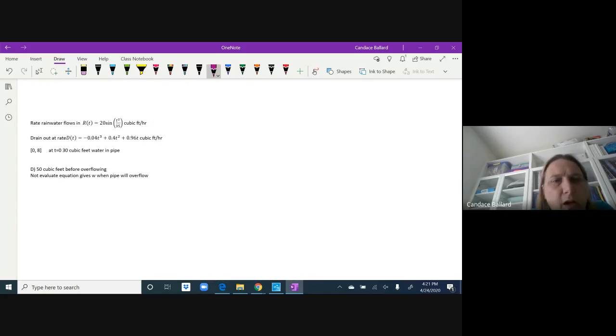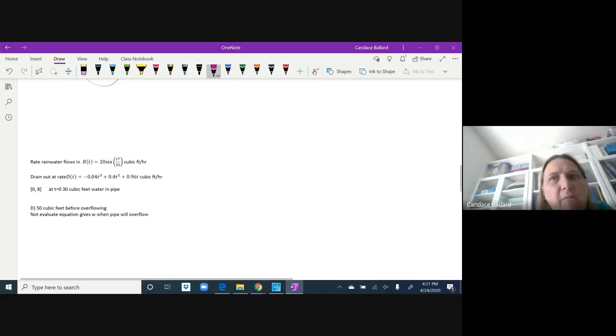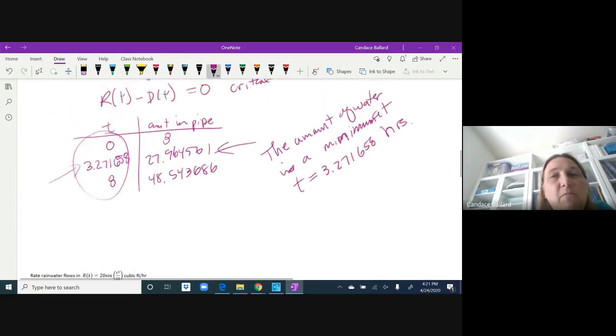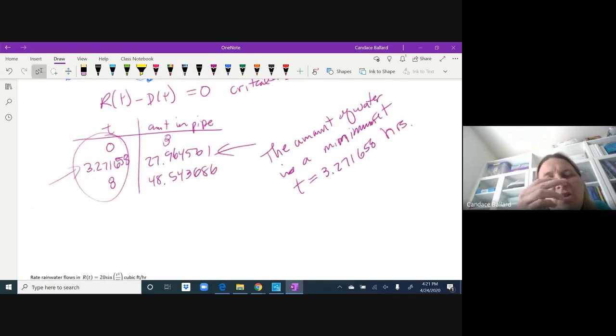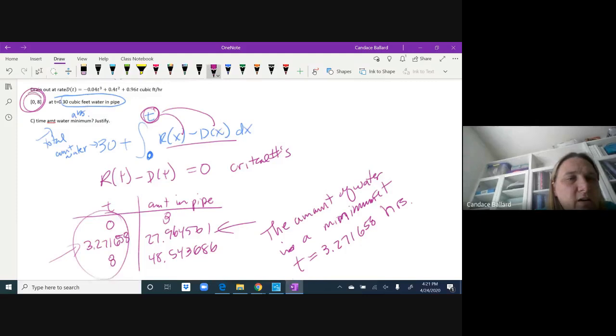Okay. Oh, Gabby, the 8 came from the endpoint. So when you're doing absolute, you have to do your 2 endpoints. So the endpoints of the interval that they gave us, and any critical numbers in between.